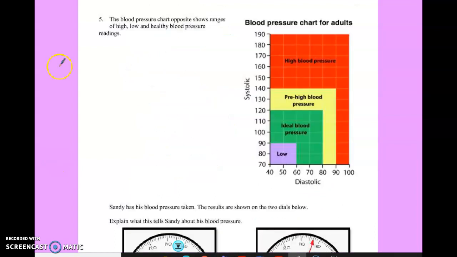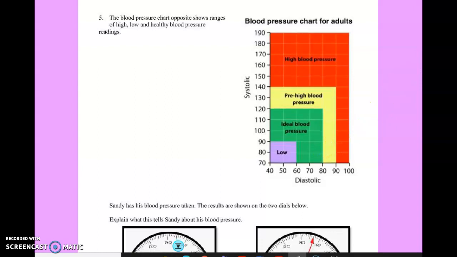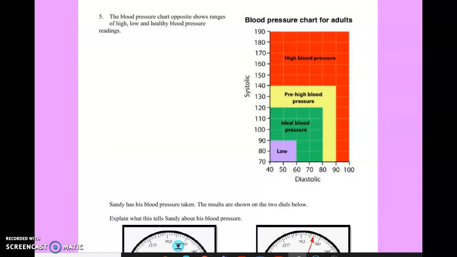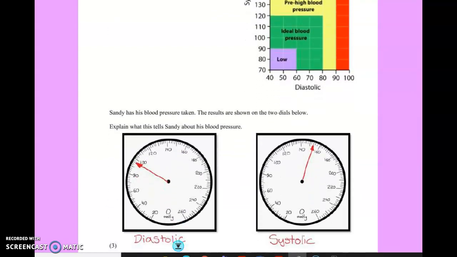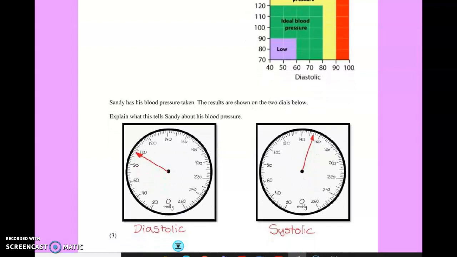Okay. Right, we might manage number 5 and then I'll need to go on to another video because we only get 15 minutes. Okay, a blood pressure chart shows the range of high, low and healthy blood pressure readings. So Sandy has his blood pressure taken and we want to know what the results mean.